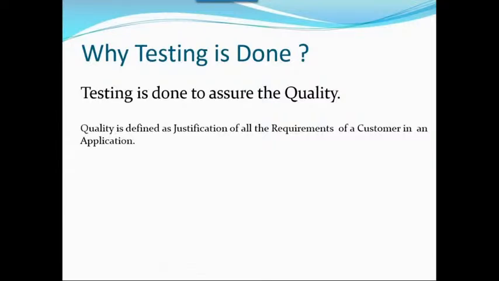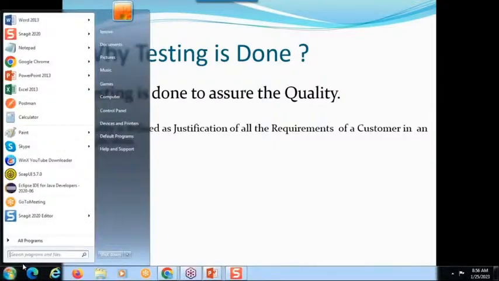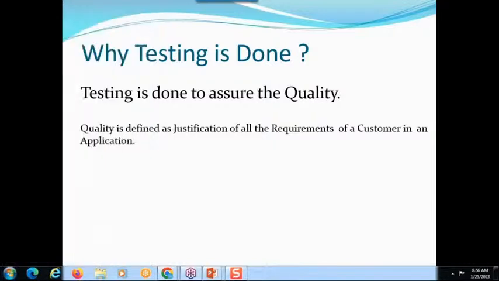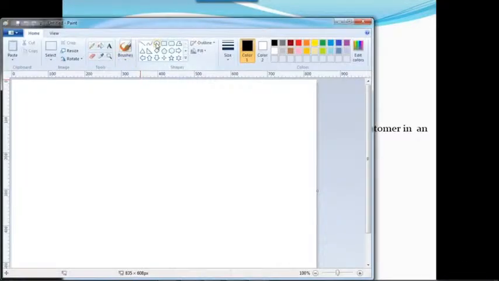So we can say that testing is done to assure quality, to make sure whether you are getting a quality product or not. How do you want to define quality? Can anyone tell me how you can define quality? How can you say this is a quality product? Suppose you are saying that I'm getting a quality product. How can you say that?